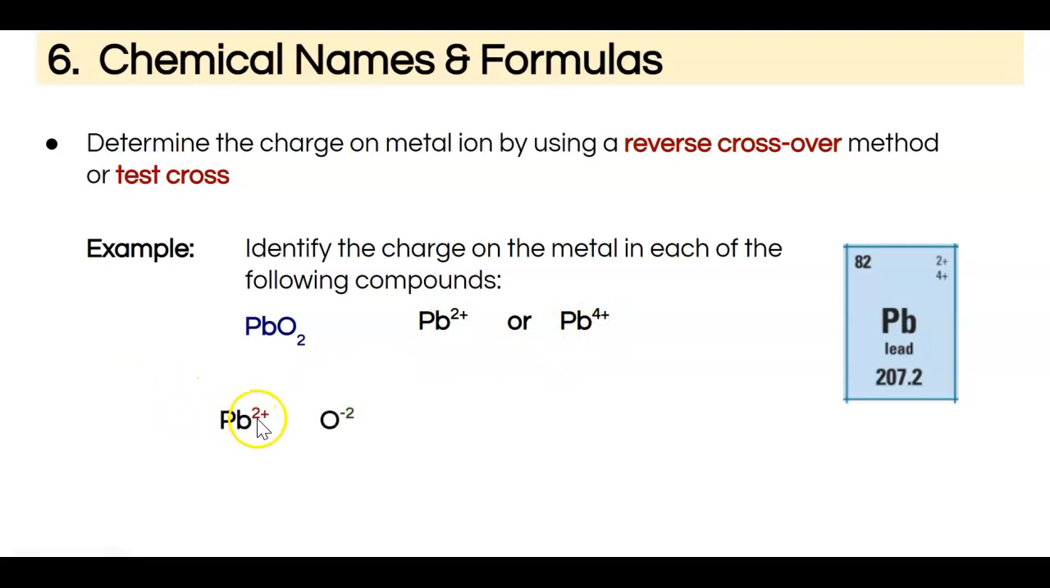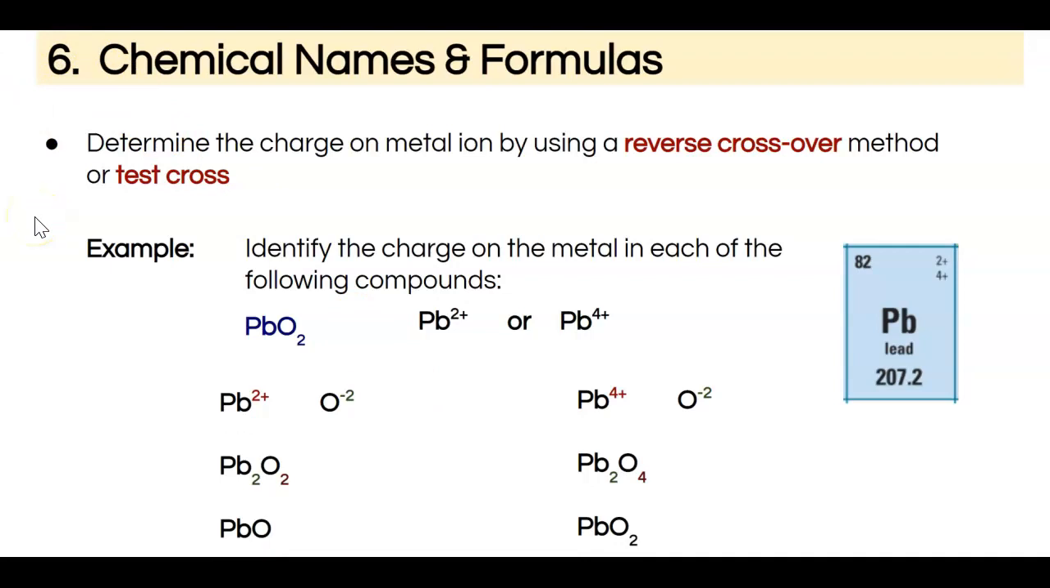So if I go ahead and cross my lead 2+ with oxygen, then I end up with Pb2O2, which of course is going to reduce to PbO. Whereas if I use lead with a 4+ charge, I have Pb4+ with O2- crossing those over. I have Pb2O4. And now I reduce those to lowest terms, and that's going to give me PbO2.